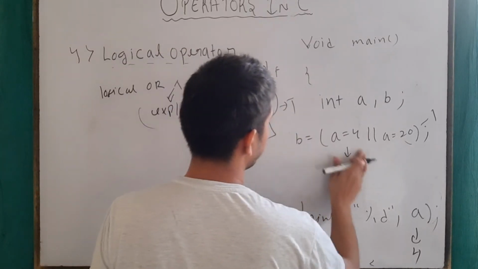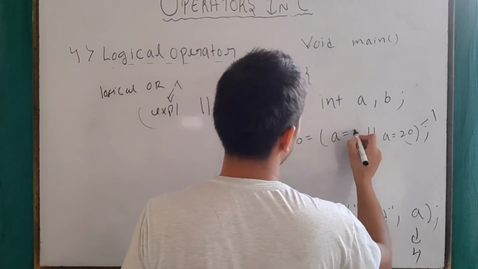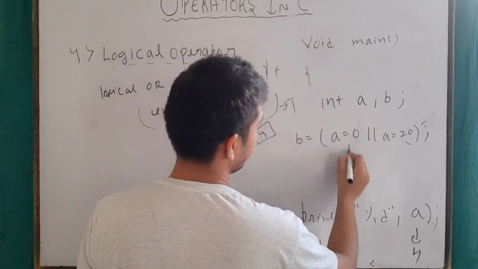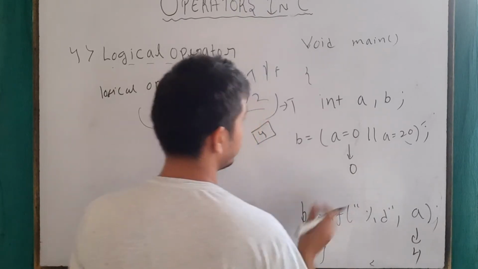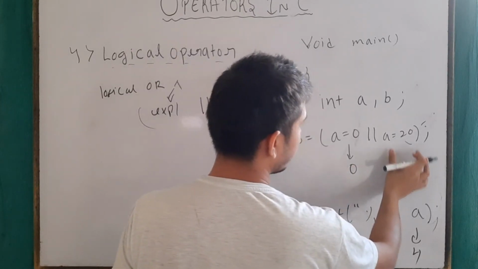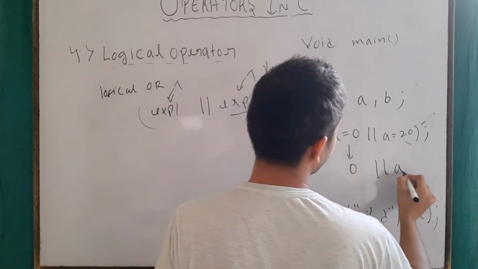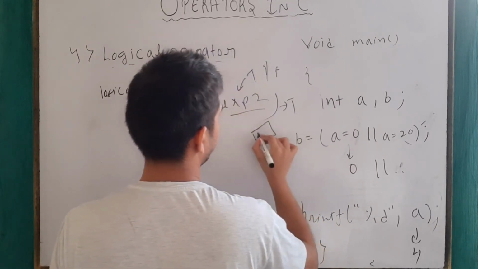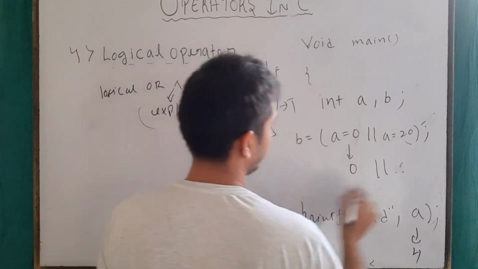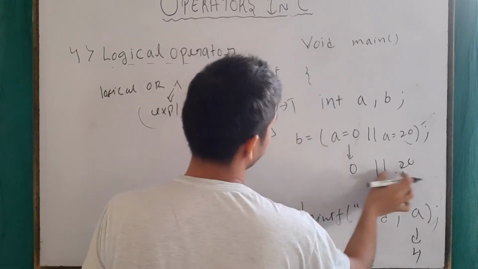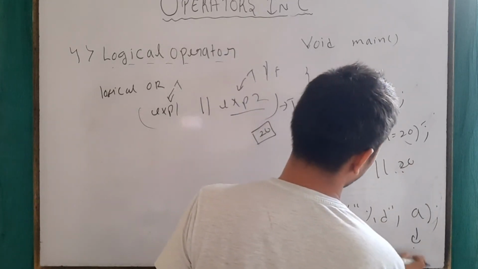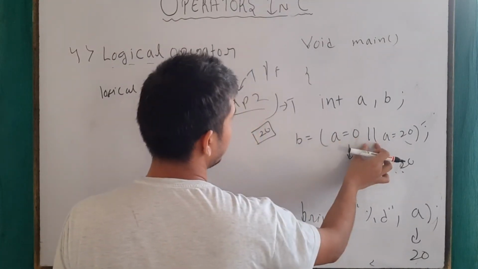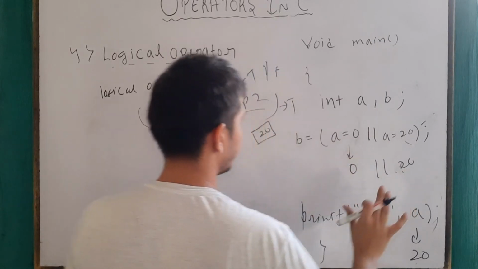Now suppose that instead of 4 I write 0. First a is assigned 0, so this expression becomes 0. Since it is false, it will check the other expression. It will do a = 20, and a will become 20. So here it will print 20. False OR true gives true. Remember that if the first expression is true in logical OR, then the other expression will not take place.